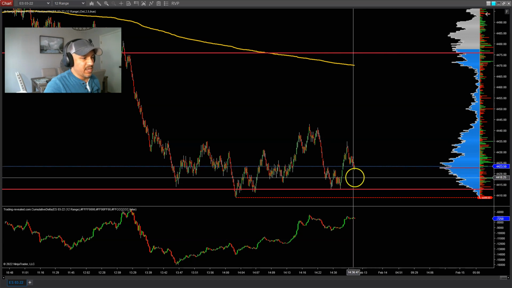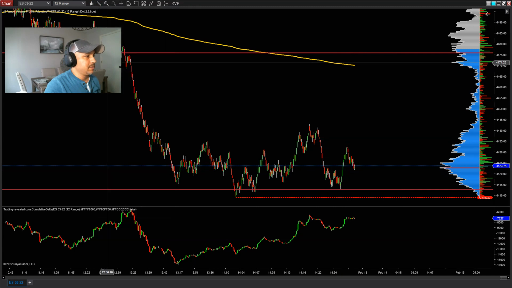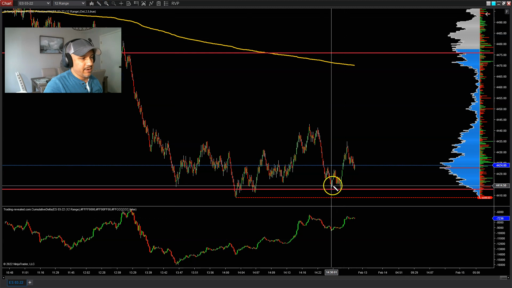Yeah, I would prefer to see price pull back into the swing right here. When I say the swing, I mean this area right here. Oops, not that. Pull back into this area.